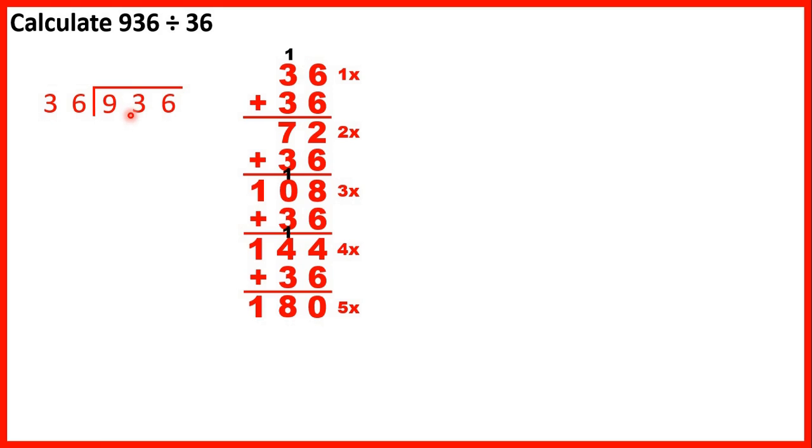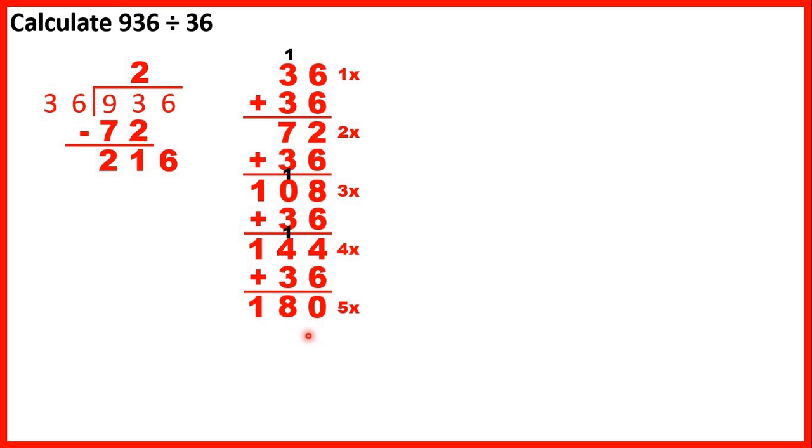So we need a number in the 36 times table which is as close to 93 as possible, but not more than 93. So here that's 72. And because 72 is 2 times, we can write 2 in our answer line. Now we subtract and bring down. 3 minus 2 is 1, 9 minus 7 is 2, and if we bring down the 6, we have 216.